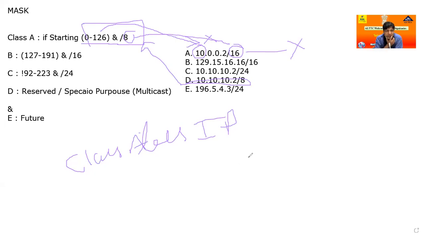Now please give the answer: which option belongs to class B IP? Yes. Okay, very nice. All are getting my point. And which option belongs to class C IP? Is there any option that belongs to class C? Satvik, option E, very nice. So hopefully from today onward none of you will be confused, okay?